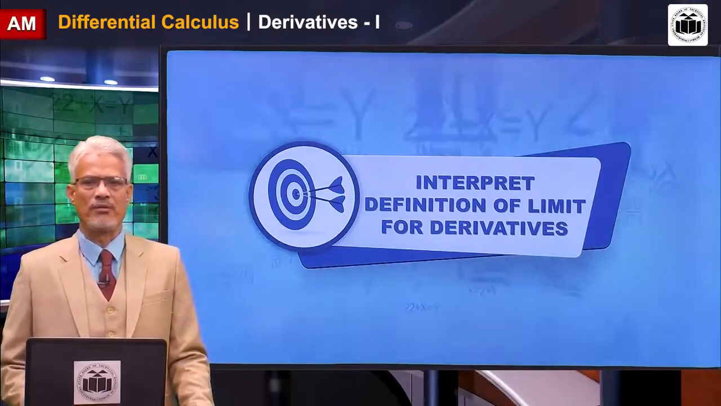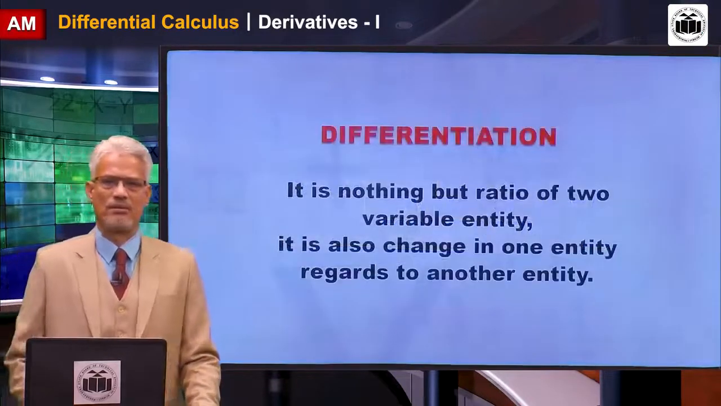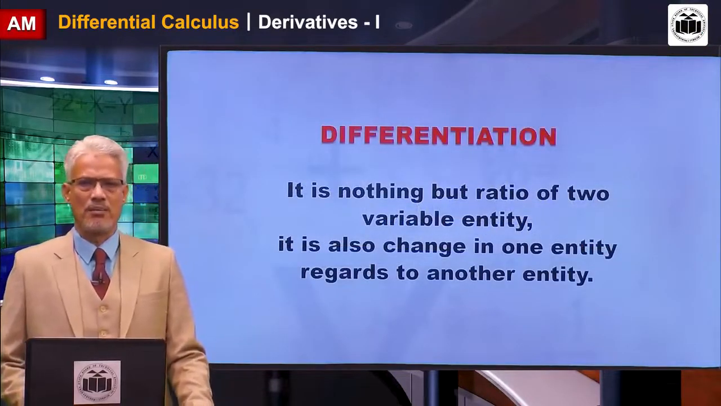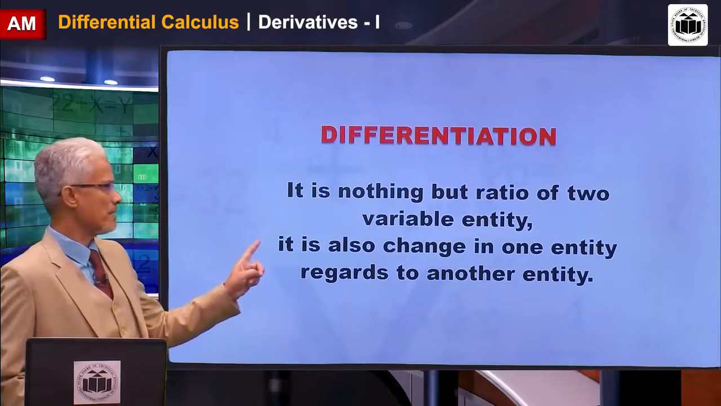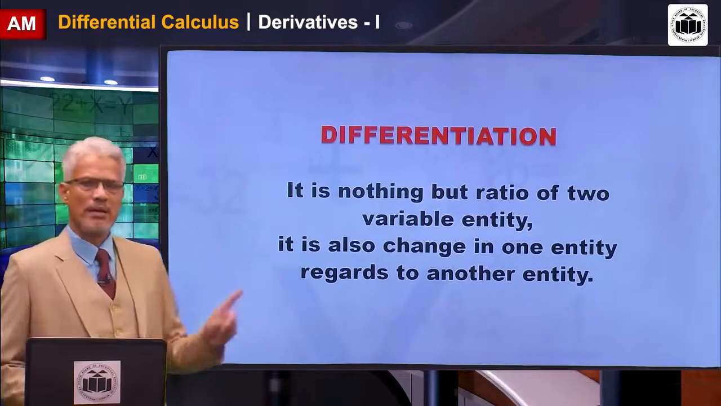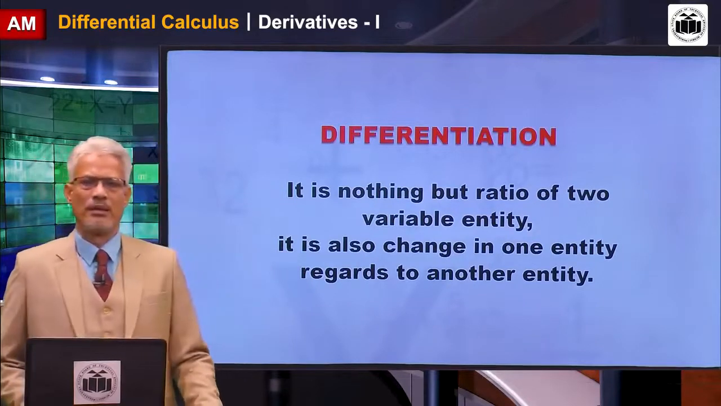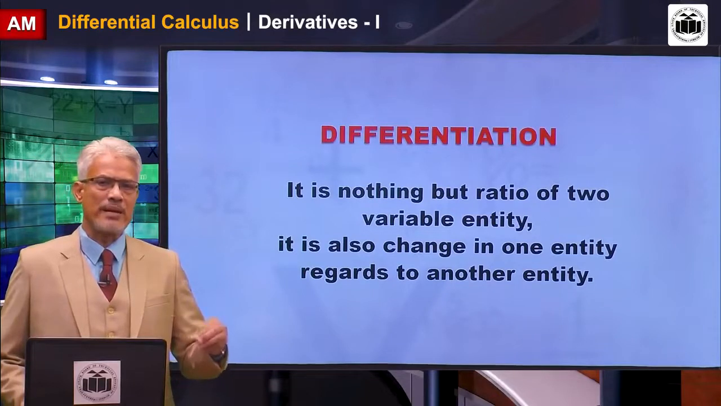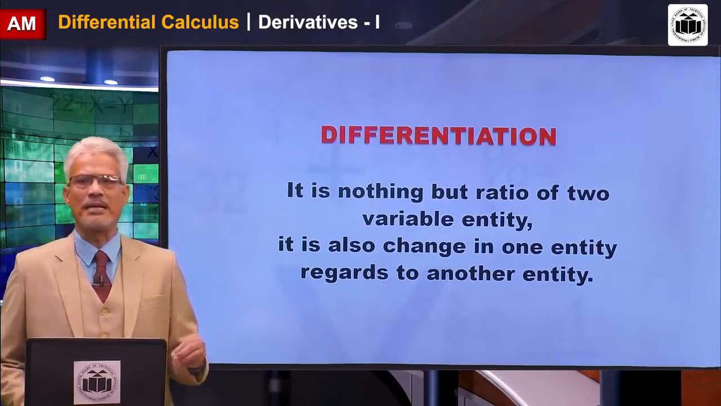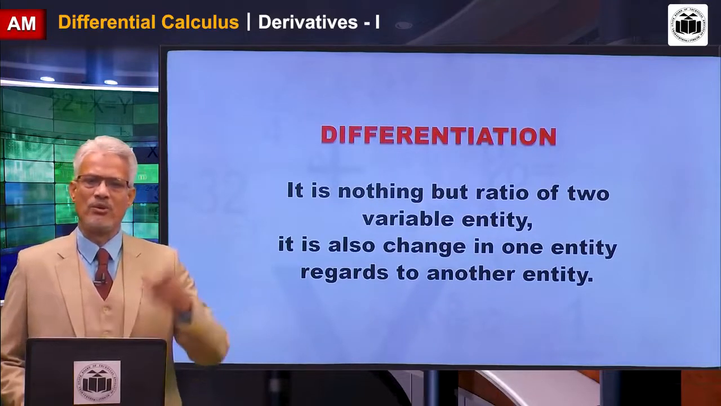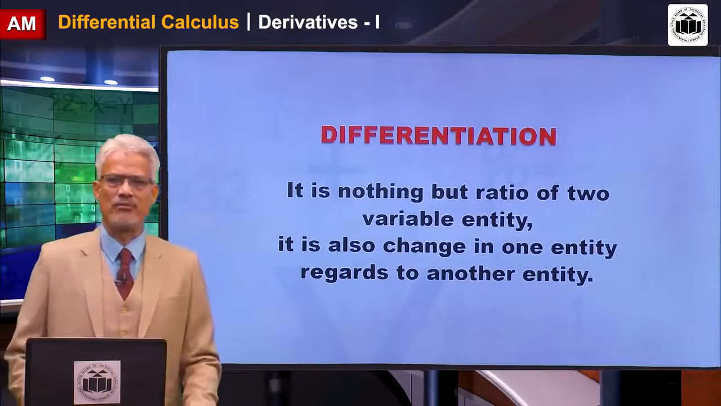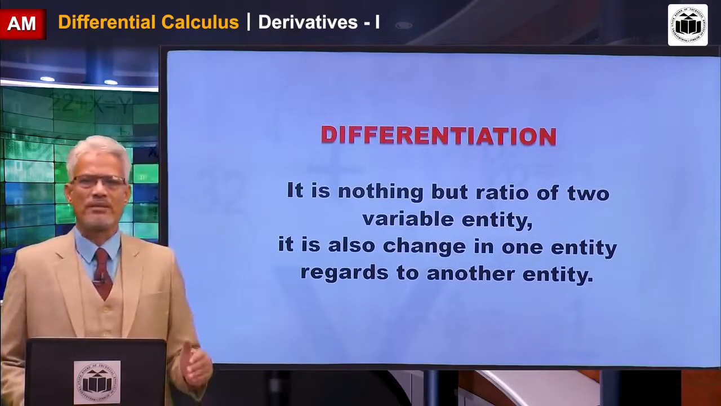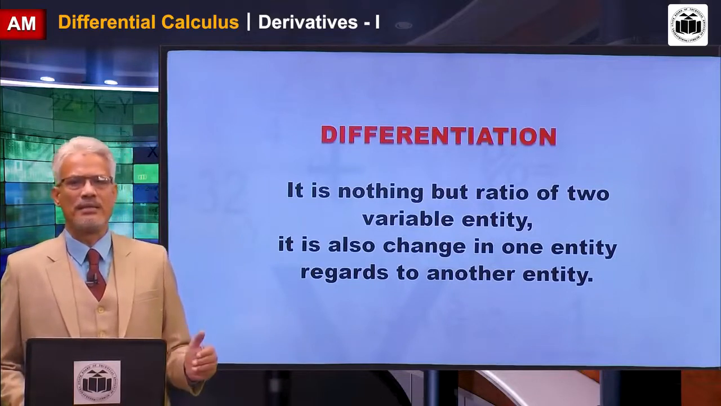interpretation of the definition of limit for derivatives. In fact, differentiation is nothing but the ratio of two different entities. It is also the change in one entity with regard to another entity. Now there is a question, what is an entity? Anything which has its separate existence independently is known as an entity. Just for example, I am one entity, you all are different entities. That's why in mathematics we normally choose x and y as entities.